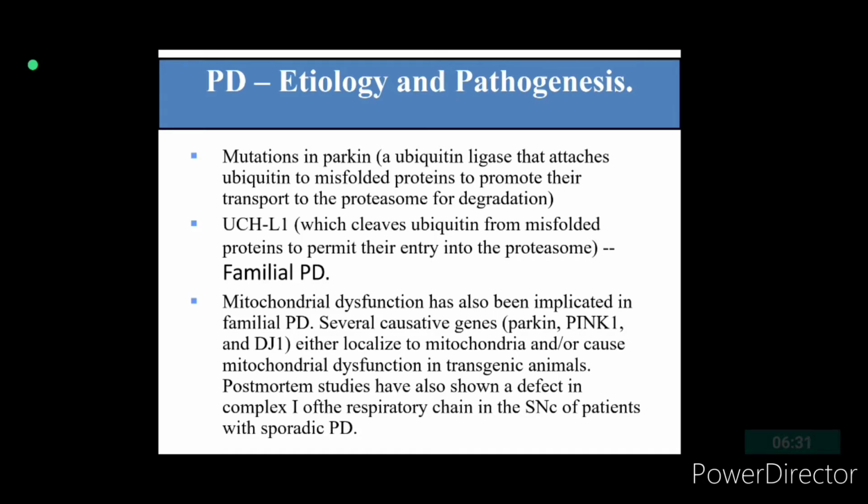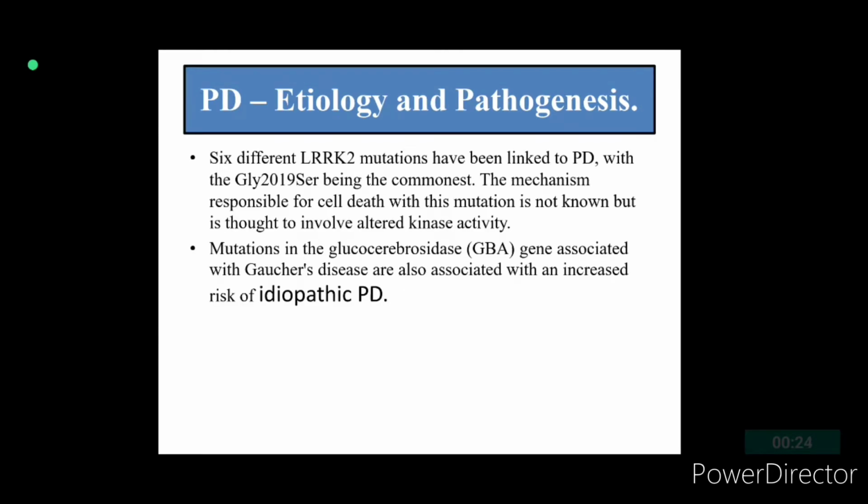Familial PD, or familial Parkinson disease. Mitochondrial dysfunction has also been implicated in familial Parkinson disease. Several causative genes, Parkin, PINK1 and DJ1, either localize to mitochondria or cause mitochondrial dysfunction in transgenic animals. Post-mortem studies have also shown a defect in complex 1 of the respiratory chain in the SNC of patients with sporadic Parkinson's.